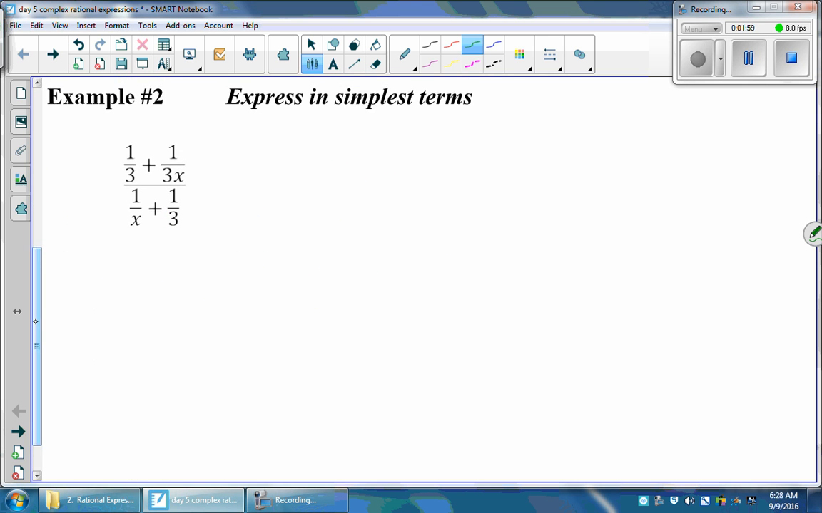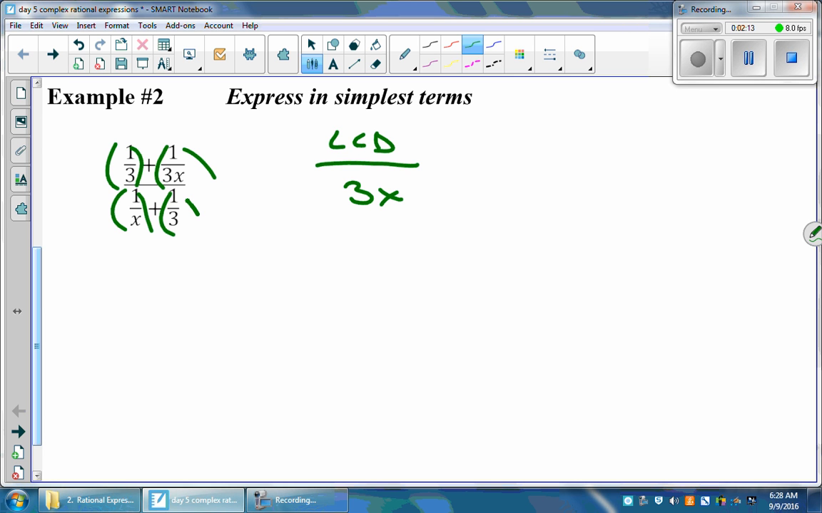Second example, same thing. I'm going to take a look at my denominators and find my least common denominator, which is just my least common multiple for all of my denominators. In this case, the LCD is going to be 3x. I need to get rid of a 3, I need to get rid of an x, so I'm going to use 3x as my common denominator. I'm going to multiply every one of these fractions by 3x, and I'm going to cancel my denominators as I go.